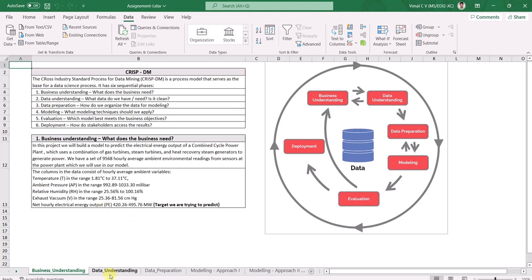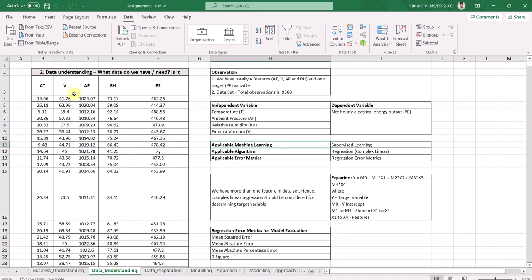The next one is data understanding. This is the data which is shared with us. We have the first four columns, AT, V, AP and RH. These are all the features, and P is the target. The first four features are called independent variables, and the electrical energy output P is the dependent variable which we need to predict. In the data set we had a total of 9,568 readings, with these independent variables and this dependent variable.